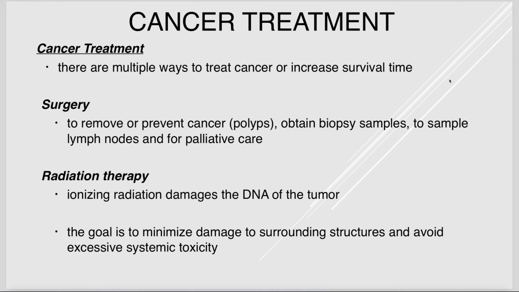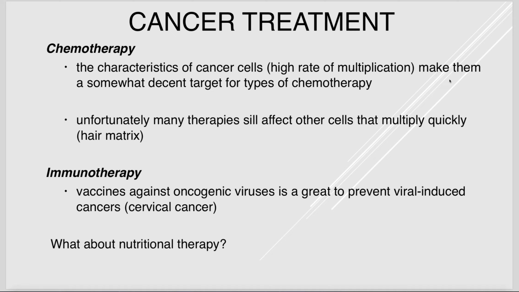Radiation therapy, this is basically using ionizing radiation to directly damage the DNA of a tumor. And radiation therapy has gotten a lot better. It's a lot more focal, so we can shoot a more direct beam of radiation, but there, of course, are risks. And then chemotherapy. The goal of chemotherapy is to kill cells that are dividing very rapidly.